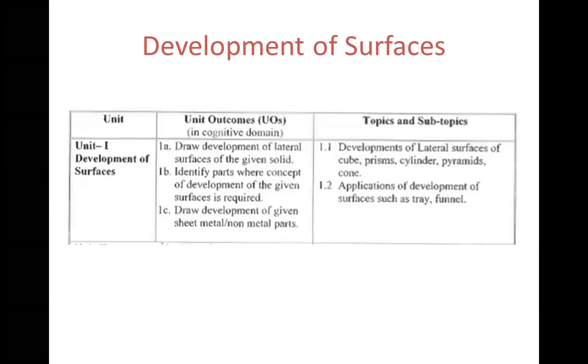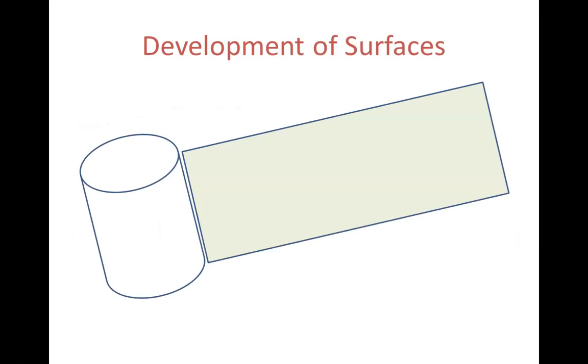Welcome to the lecture on development of surfaces. Today we are studying how to draw the development of surfaces for cylindrical objects, because cylindrical objects include pipes and connections, and their applications. So it is necessary to study the development of cylindrical surfaces when the surface or object becomes complex, and the applications can be studied using different cases.